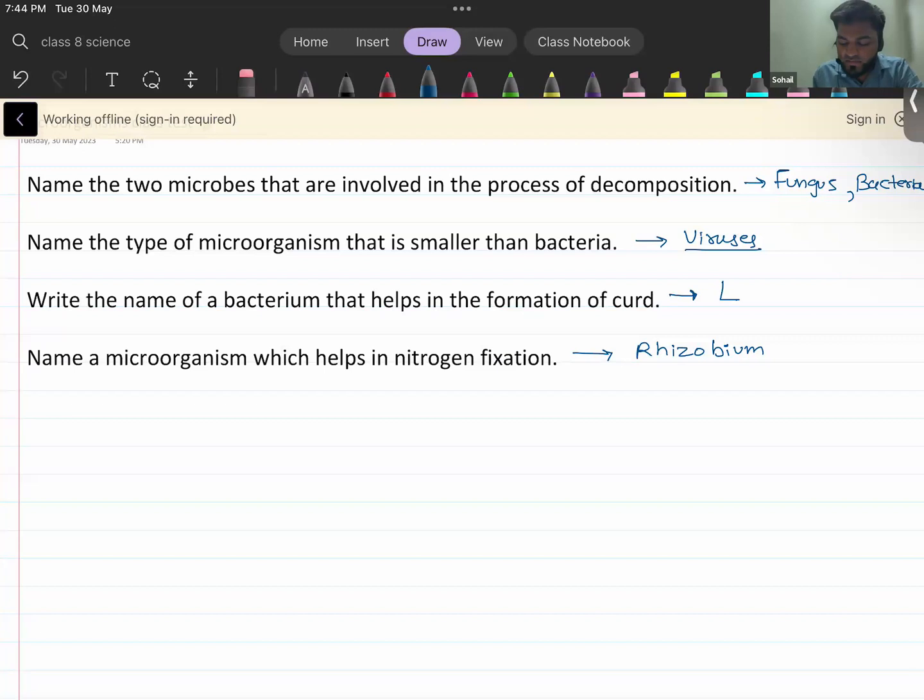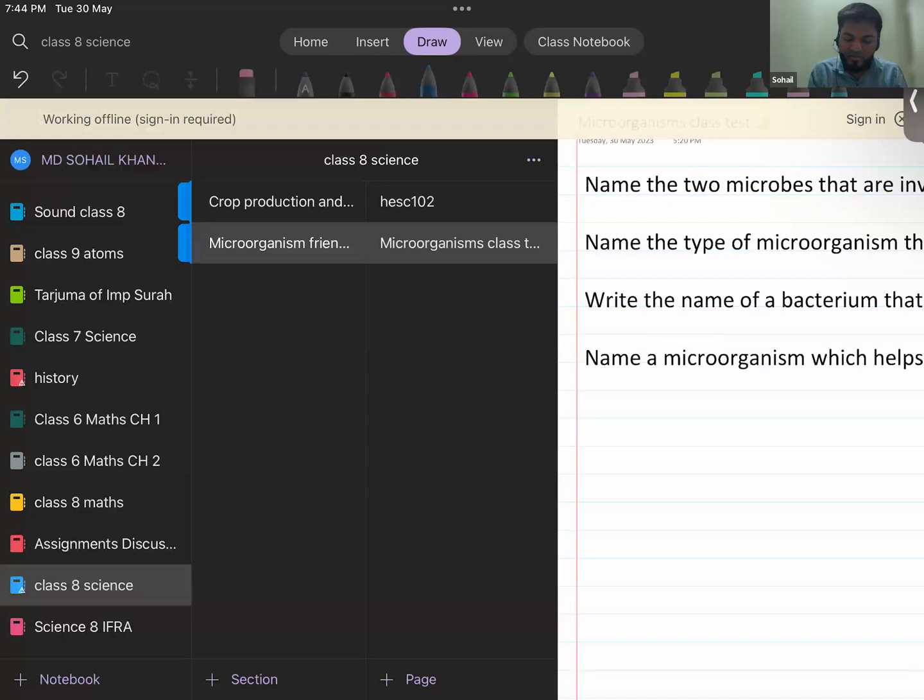Okay, I'm telling you the answer. That is actually Lactobacillus. What is the spelling? L-A-C-T-O-B-A-C-I-L-L-U-S. That is Lactobacillus. That helps in the formation of curd. What is curd? That is dahi. Yes, sir.